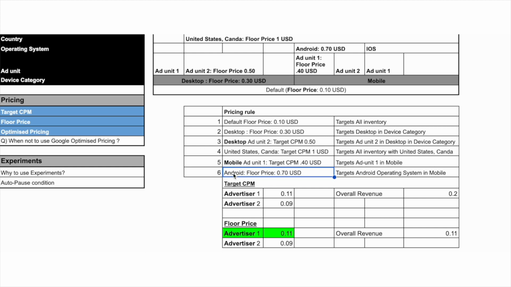And lastly, for your Android pricing rule as well, we would prefer target CPM. Okay, so I hope you've understood the distinction of when it's best to use one versus another.